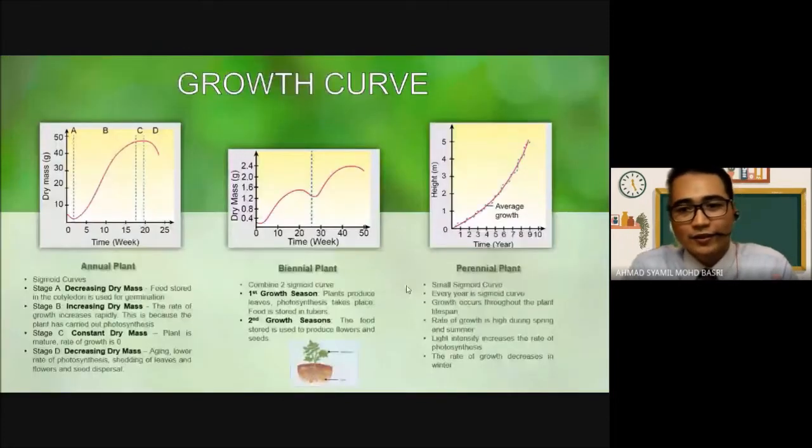And this is the main topic here, the growth curve. The annual plant, first we look at the annual plant.